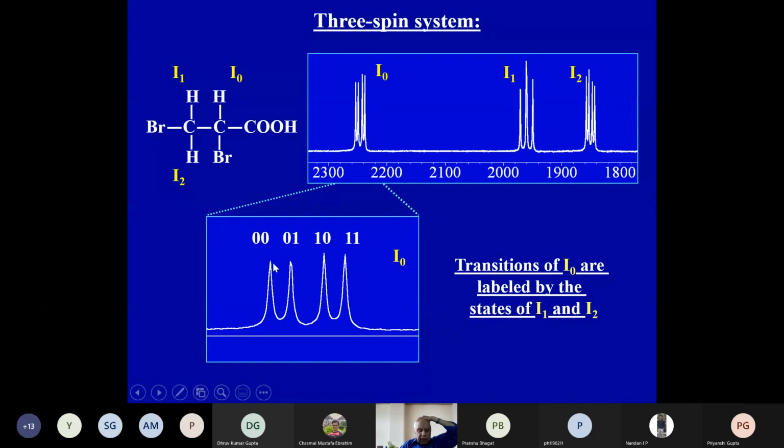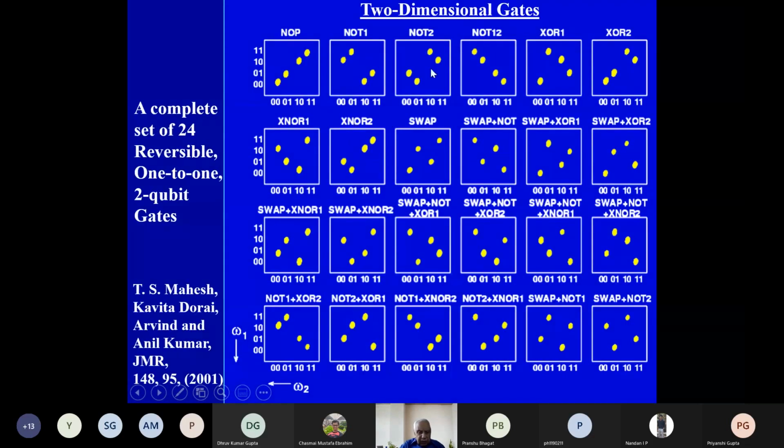What you do is read the states of one of the spins, perform operations on these, and again read back. This is what happens with two-dimensional gates, where the input is here and the output is here. So you do a no operation gate, and you see nothing changes. You see a NOT 1 gate, so the first spin is flipped, and you see it goes 0, 1, 1, 0, 0, and this is a NOT gate.